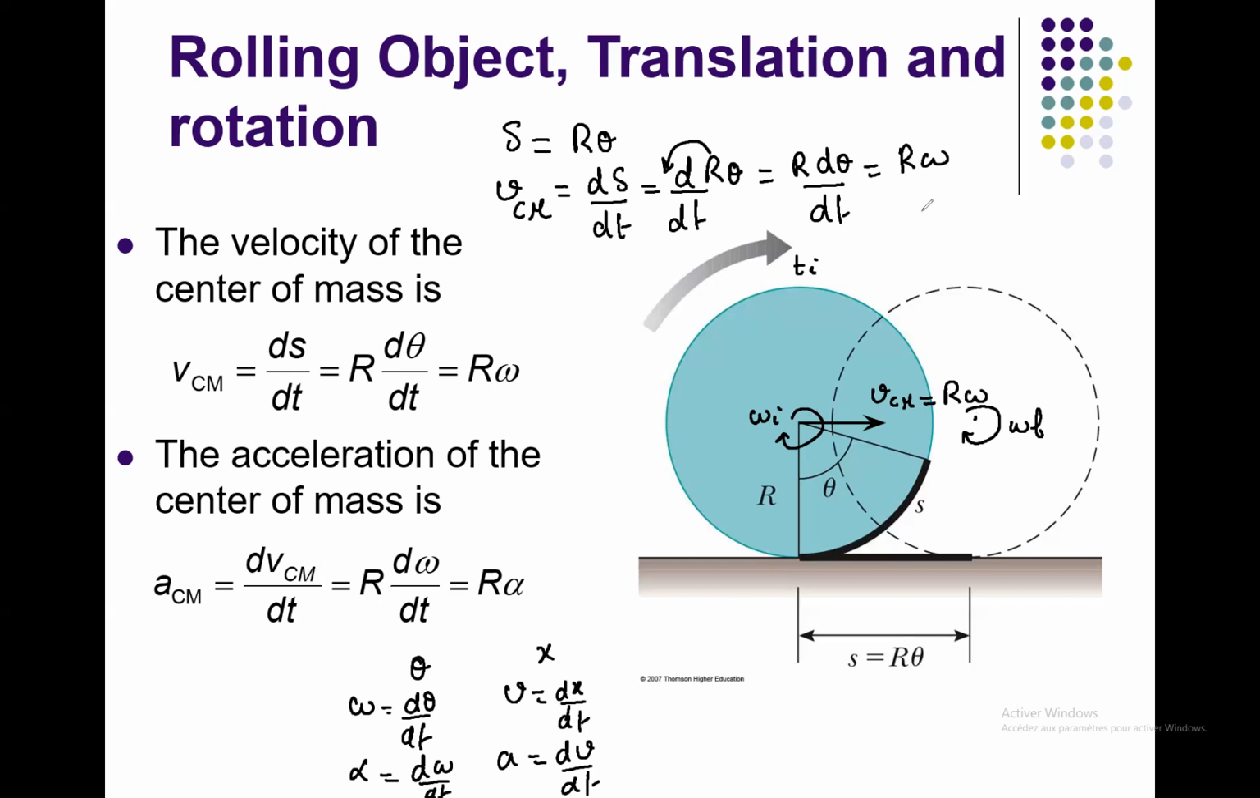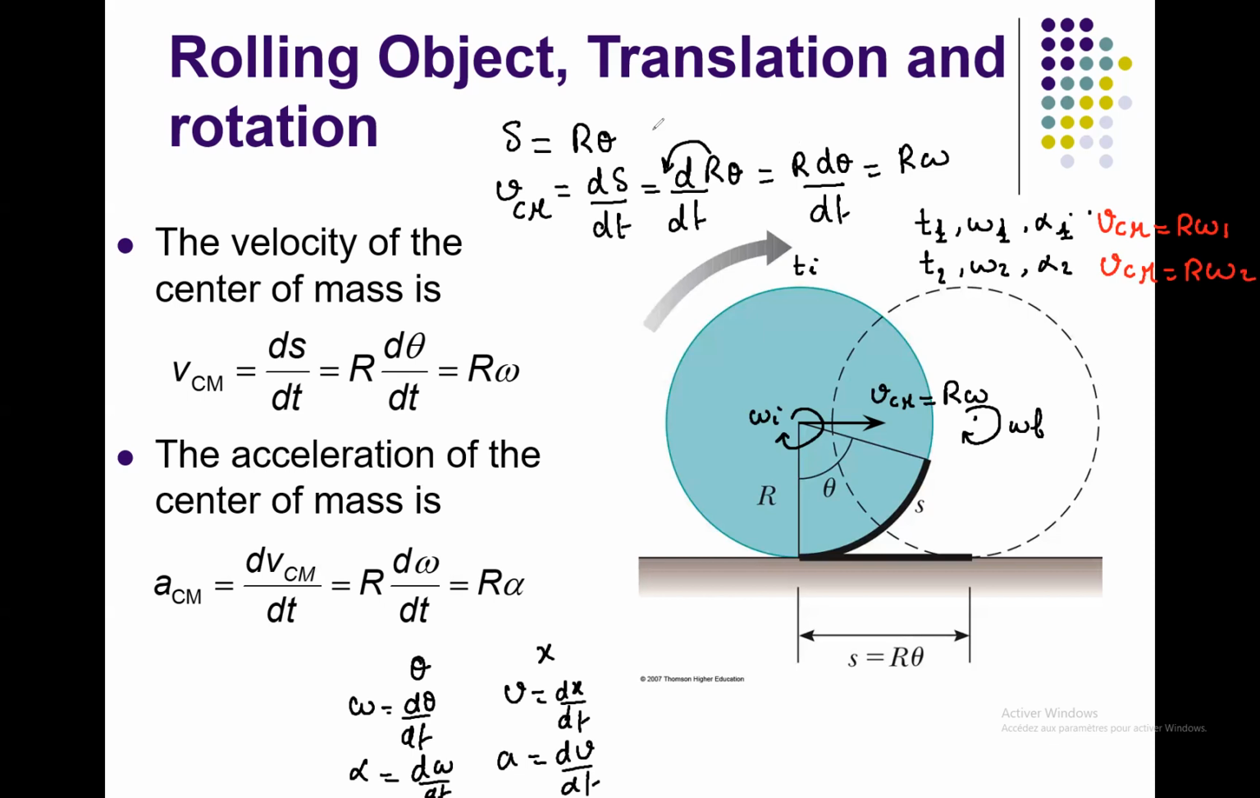We can say, for example, at time t initial, we have omega initial and alpha initial. At time t1, we have omega 1 and alpha 1. At time t2, we have omega 2 and alpha 2. In this case, we can calculate VCM. In the first case, VCM equals R omega 1. In the second case, VCM equals R omega 2.